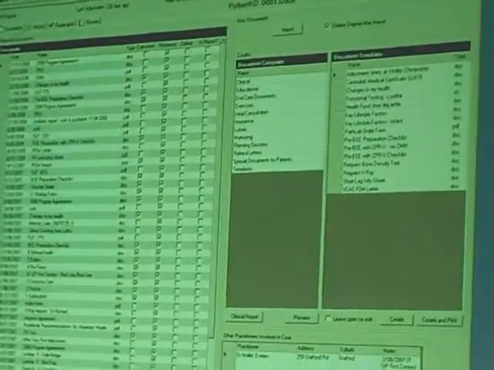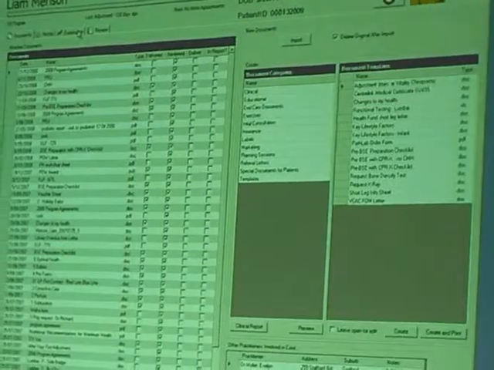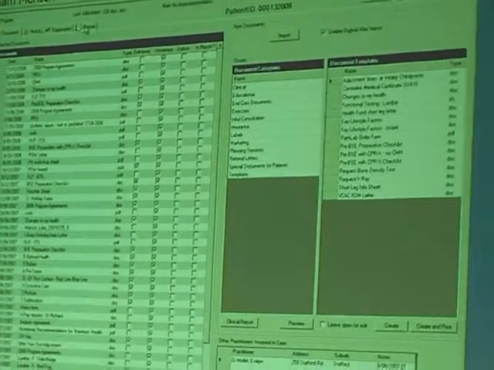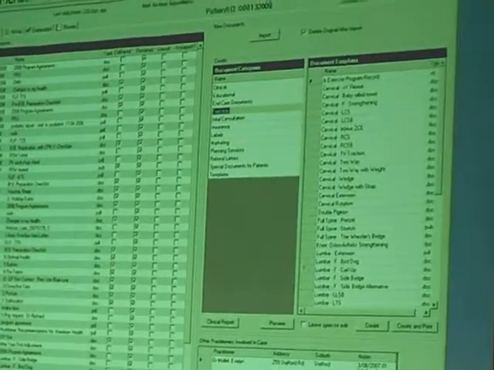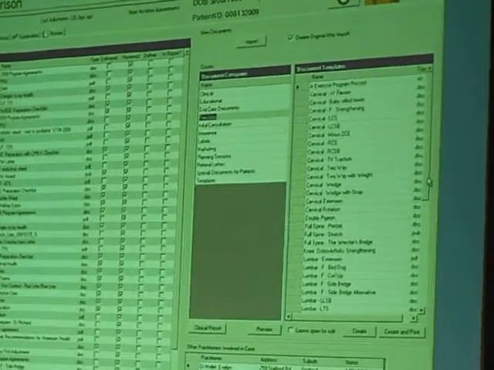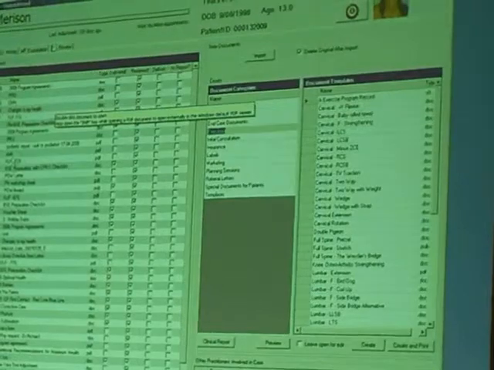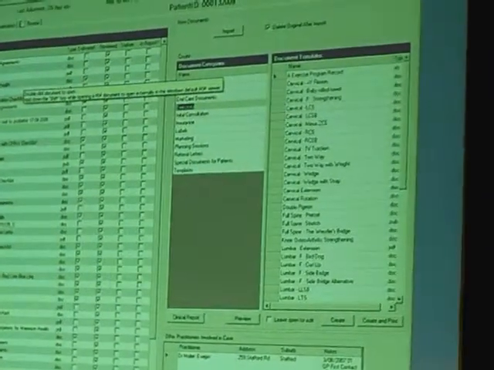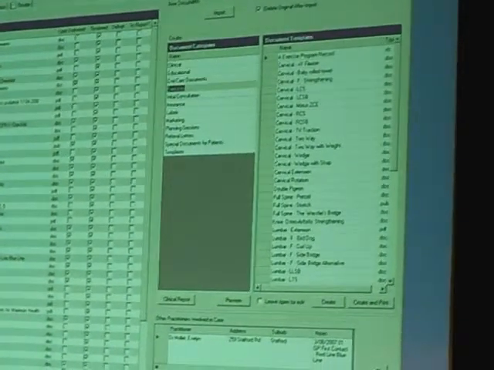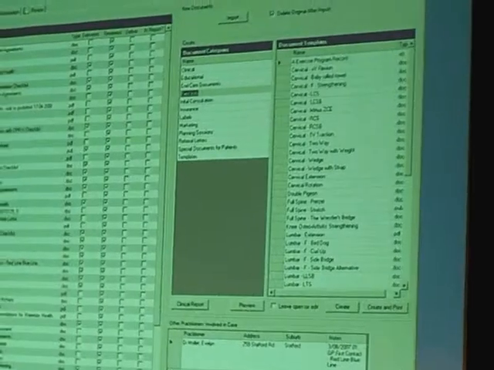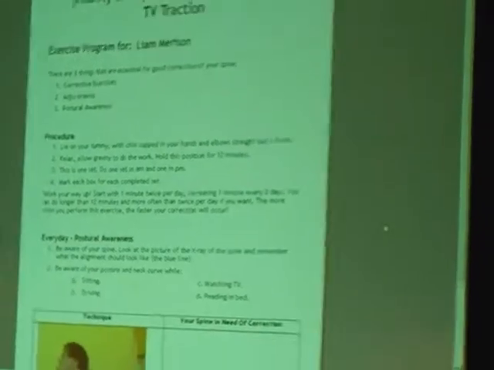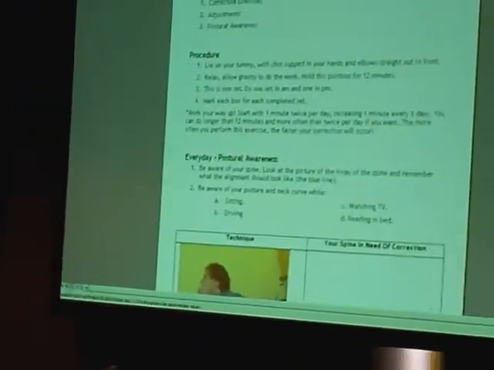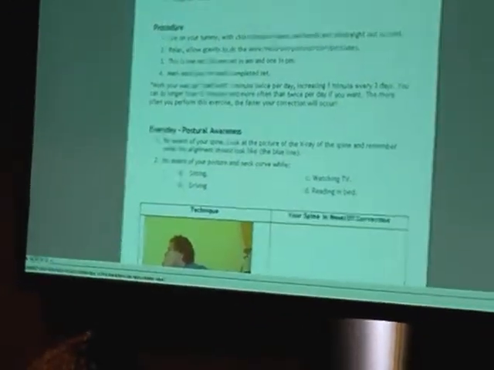The actual exercises, when we produce them, I don't normally do this, you see. It's done by my CAs. But if we were to make TV traction.